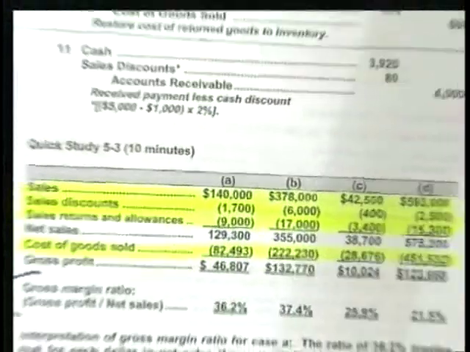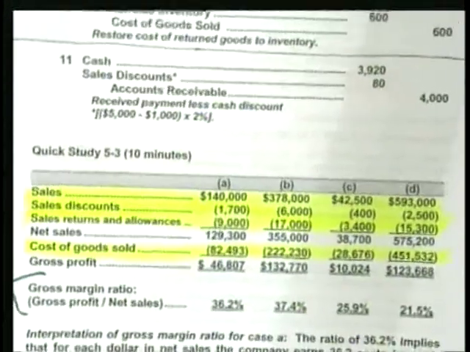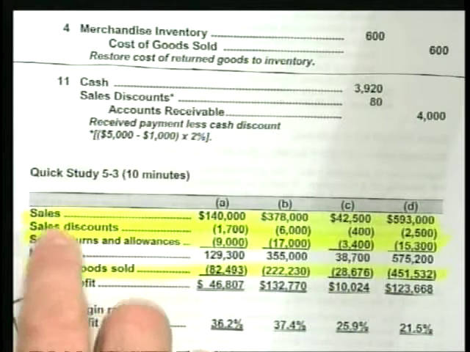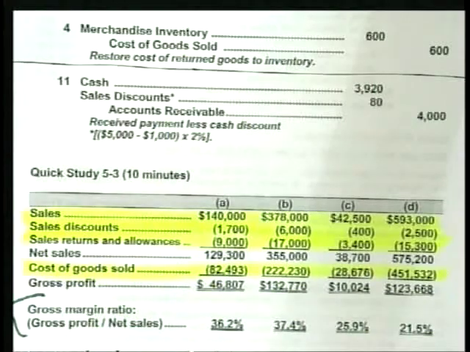Okay? Now, I highlighted in yellow the information that they gave you. Okay? They gave us sales, sales discount, sales returns and allowances, and cost of goods sold for each case A, B, C, and D. Okay? And what you needed to compute was net sales and then gross profit.